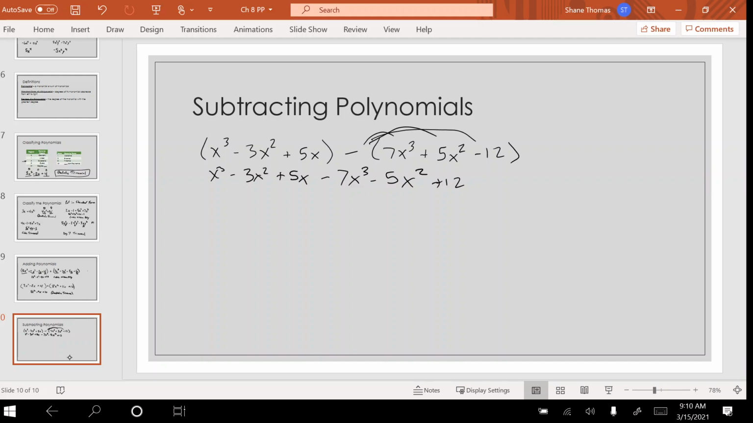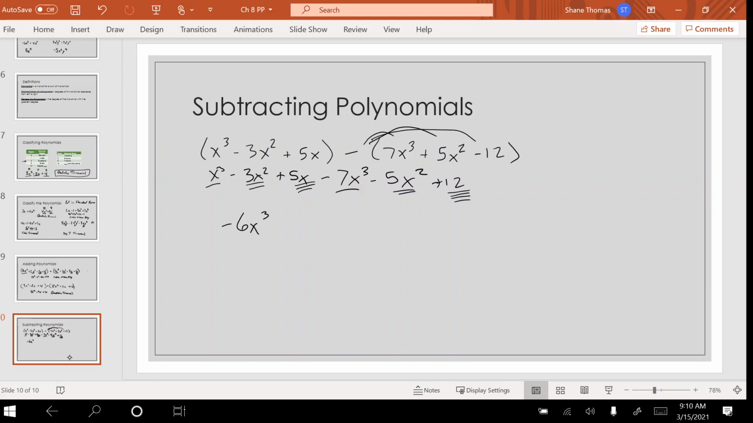Now we just combine our like terms like we did exactly in the last problem. So now x to the thirds is here and here. X squared, x, and that's not an x, so that's going to be separate. Can't combine those last two. So I'm going to have x to the third minus 7x to the third. What's that going to be? Negative 6x to the third.